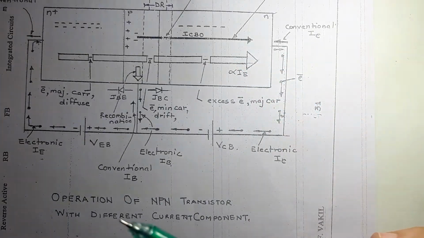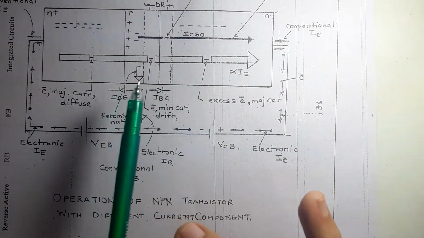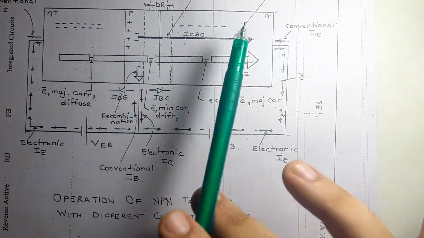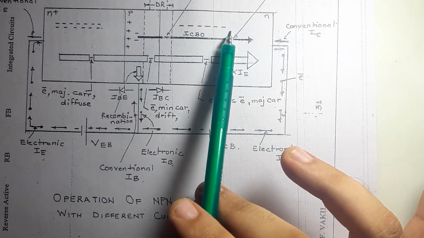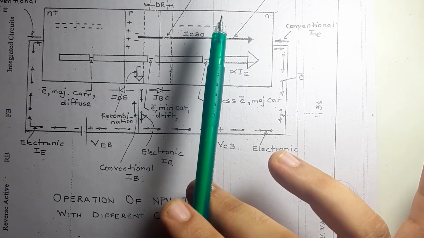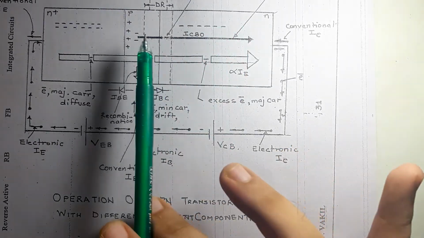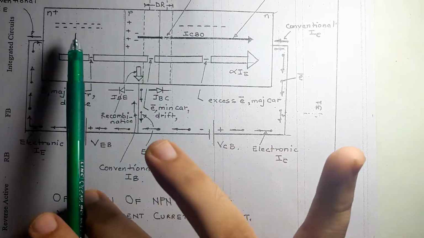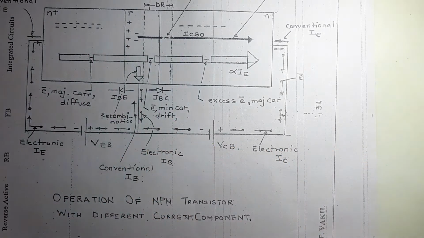Now minority carriers generated in base due to thermal agitation also drift in C and constitute the leakage current ICBO, where ICBO is the conventional leakage current flowing from collector to base, keeping emitter open. That is nothing but a term that I'll show you just now. Just a moment.